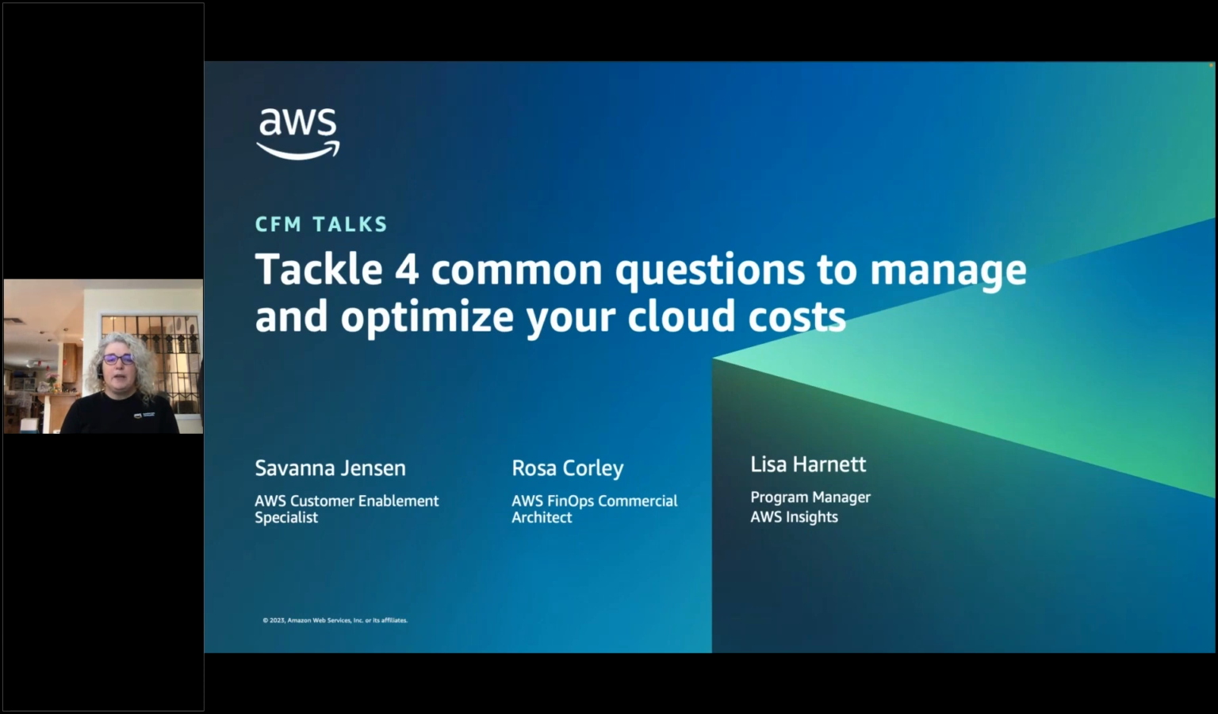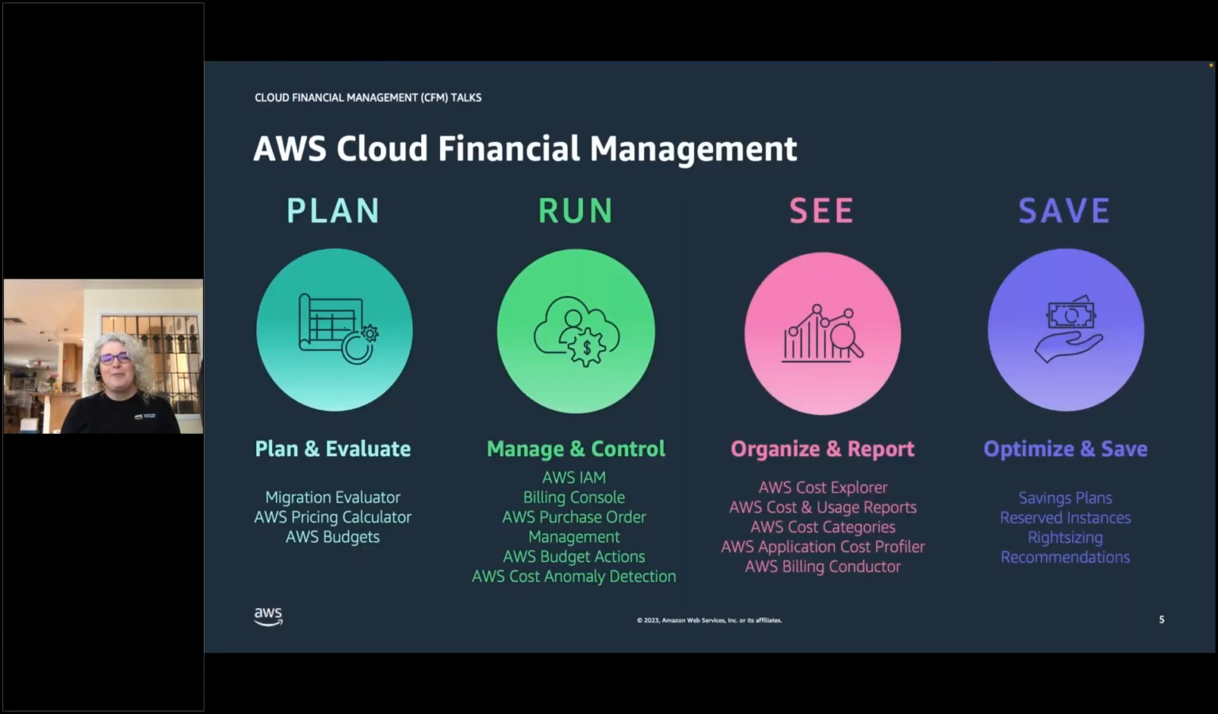But this is cloud financial management, and at AWS, we tend to talk about this in terms of plan, run, see, and save. How do I understand what I'm planning to spend, whether it's budgeting or estimating what a new workload would cost? How am I managing and controlling that once I start getting it up and running to make sure that I'm spending in the way that I want to? How do I see what that spend actually is and allocate that back to the different business units? And then how do I optimize it and save? What are the things that I can do to make sure that I'm spending efficiently and getting the value that I planned for out of the spend?